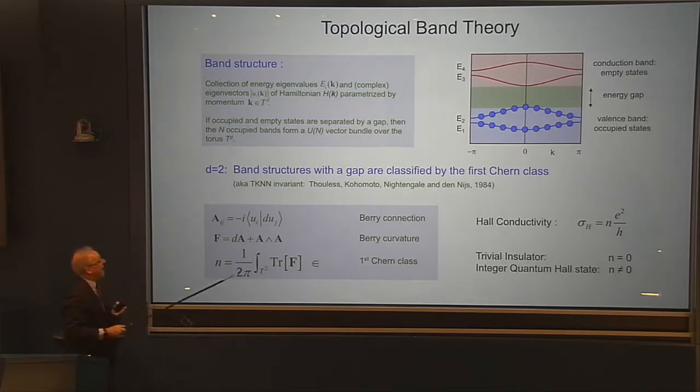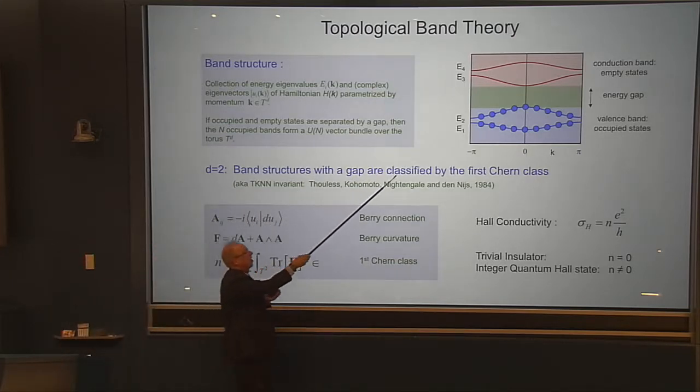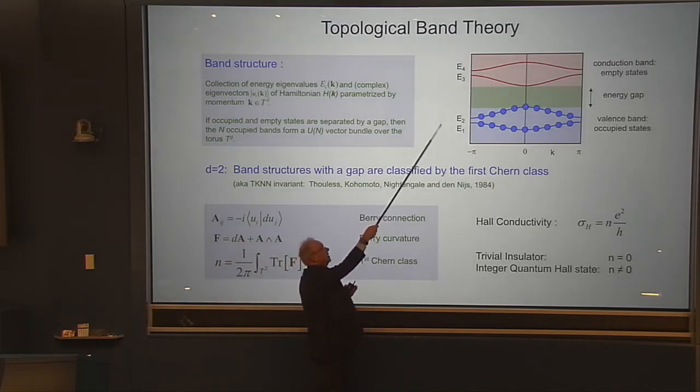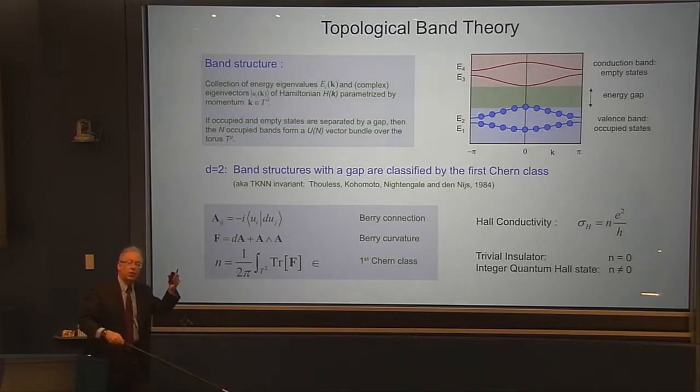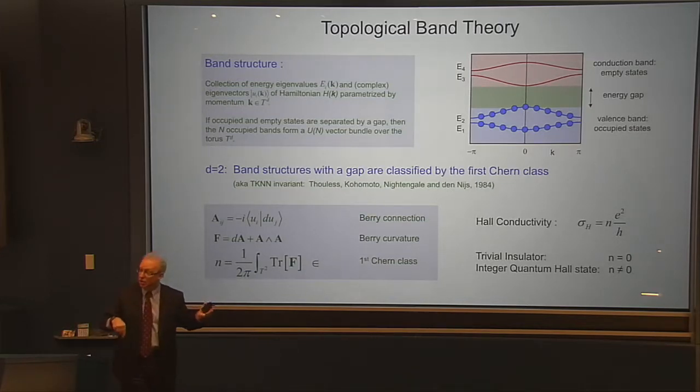In fact, band structures with a gap, where I have occupied states and empty states which are separated by an energy gap, this is what happens when you have an insulator. The occupied states and empty states are separated by an energy gap. That's responsible for the fact that the insulator is electrically inert.